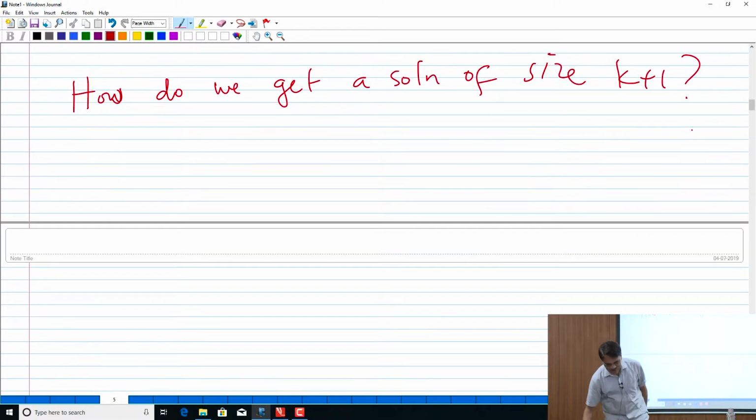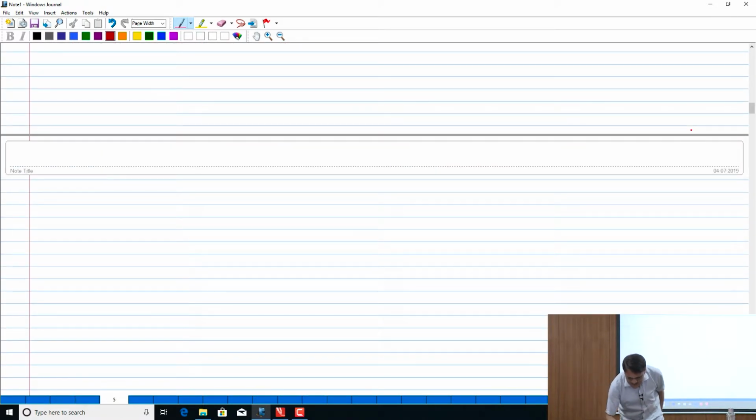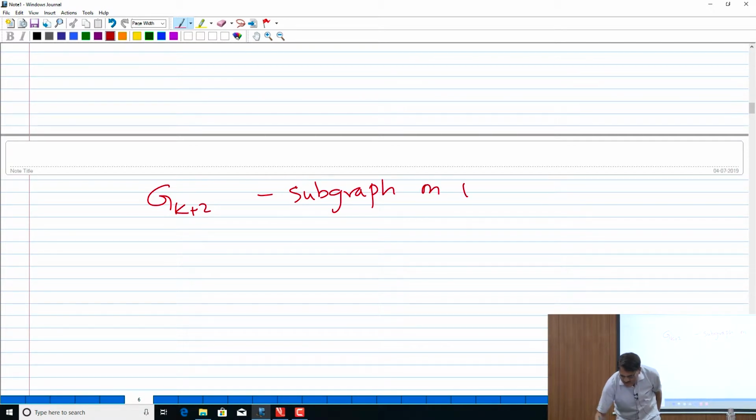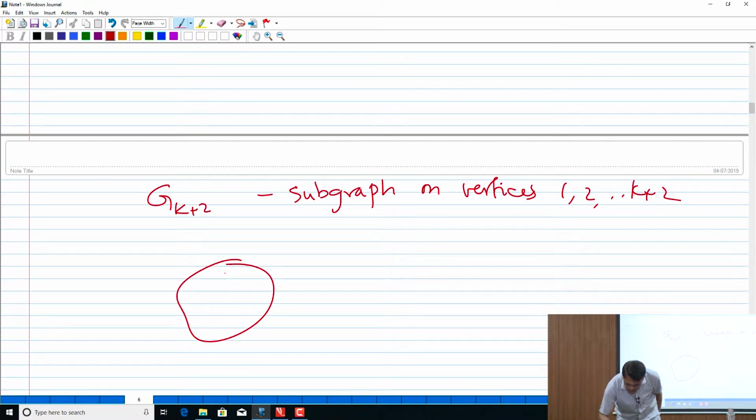So what we'll do is the following. Let's call this G k plus 2, which is the subgraph on vertices 1, 2 up to k plus 2. So here is my graph on k plus 2 vertices. This is G k plus 2. So I just delete this k plus 1 vertices.